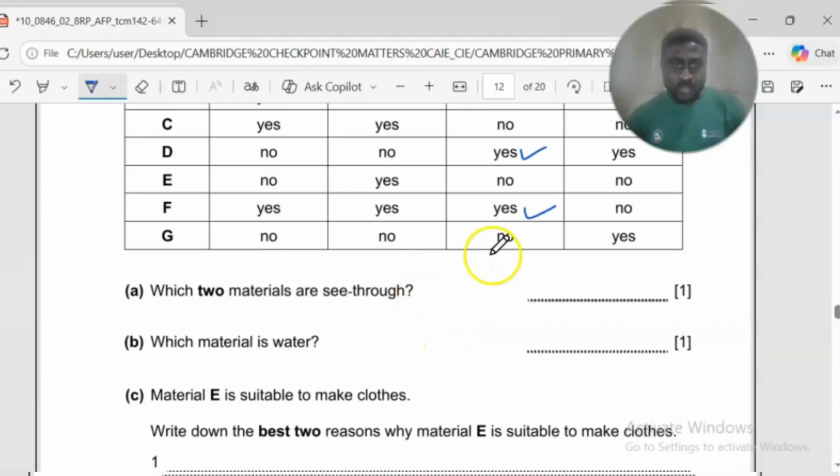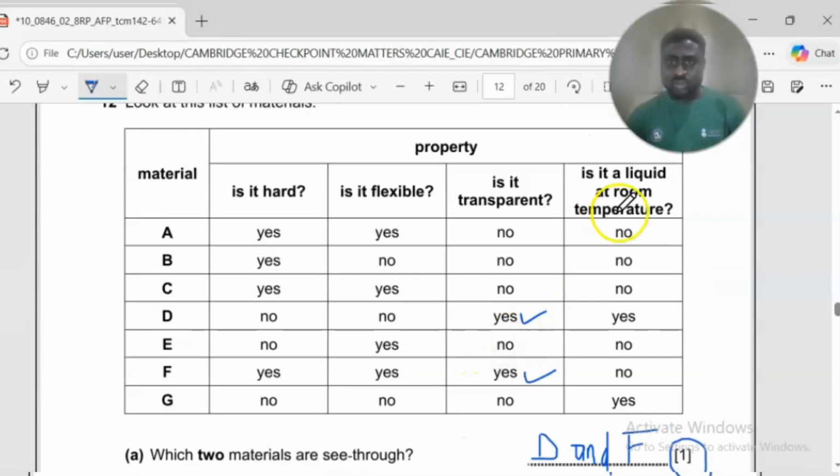So you come here and write D and F for 1 mark. So both have to be correct for 1 mark. Now the next question says, which material is water? When water is mentioned, what comes to mind? Looking at the states of matter, we have solids, liquids, gases, and plasma. So does water exist as solid, liquid, or gases? Of course, it exists as liquid. So let's go to the feature that has to do with, is it a liquid at room temperature?